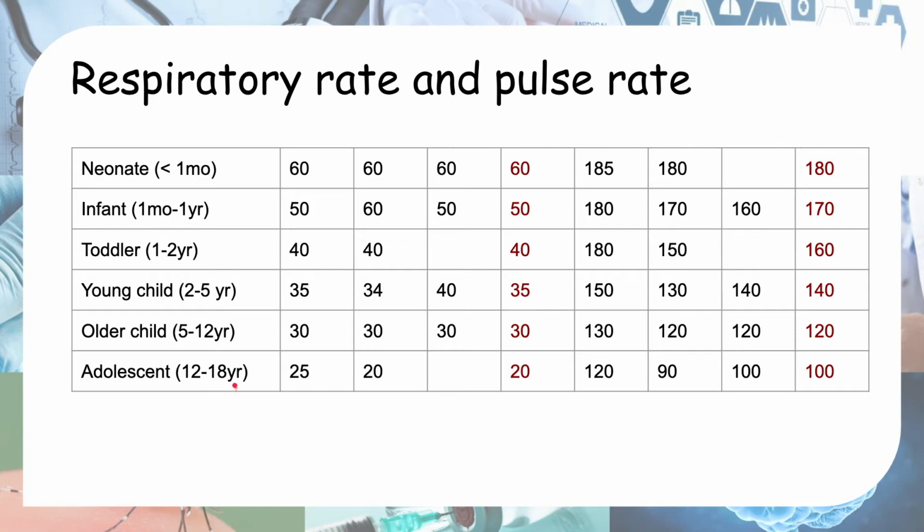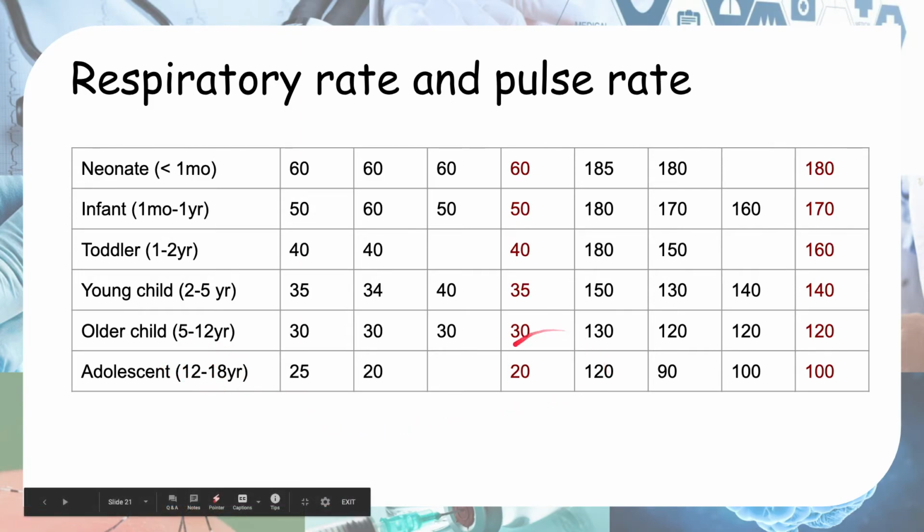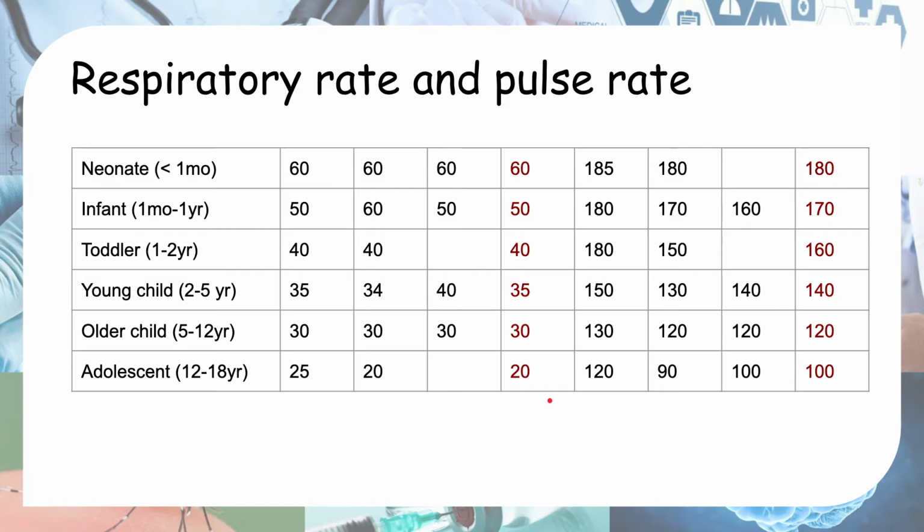So normal adult range for the respiratory rate is 12 to 20, right? So you just remember 12 to 20. Easier to remember. The most important is remember. So nice numbers to remember here: 60, 50, 40, then 35, 30, 20. And if you memorize the nomenclature and the age range, then you can memorize the vital signs already. And then you look at the pulse rate here.